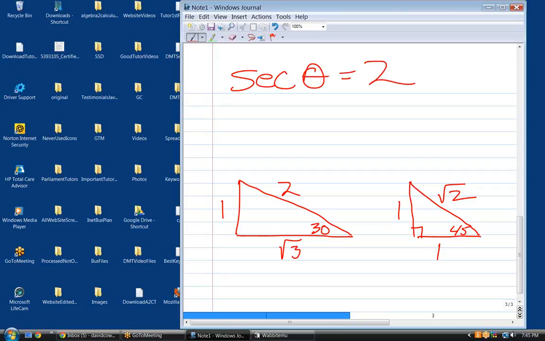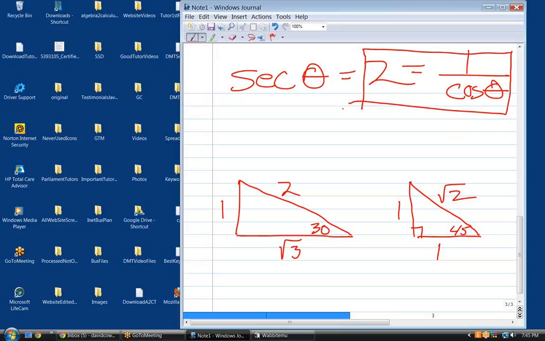So if secant of theta is equal to 2, what else is secant of theta equal? 1 over what? 1 over 2? No, just 1 over cosine of theta. In other words, secant of theta is equal to 1 over cosine of theta. So here's the equation I'm going to solve. So therefore, cosine of theta is equal to 1/2, right?